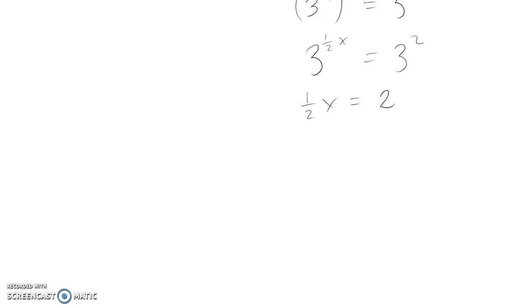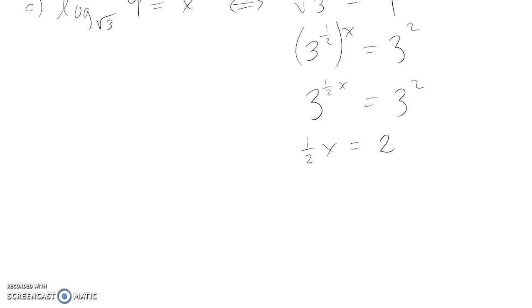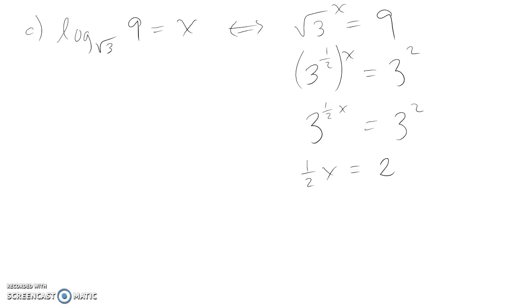Okay, in the last video we got cut off by the time limit of my software. We were solving this problem, and we got to the point where 1/2 x is equal to 2. Now what I'm going to do is multiply both sides of this equation by 2, and x is equal to 4. So in all, what we're saying then is that the log of base square root of 3 of 9 is equal to 4, right?